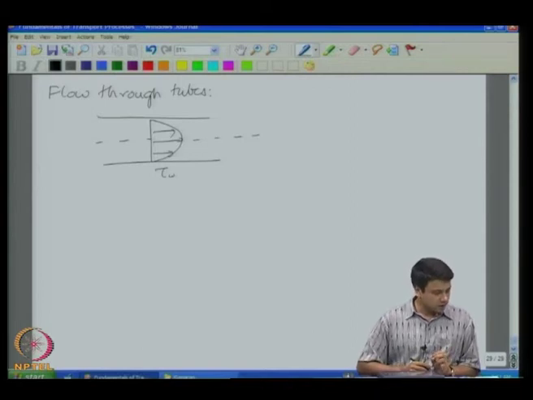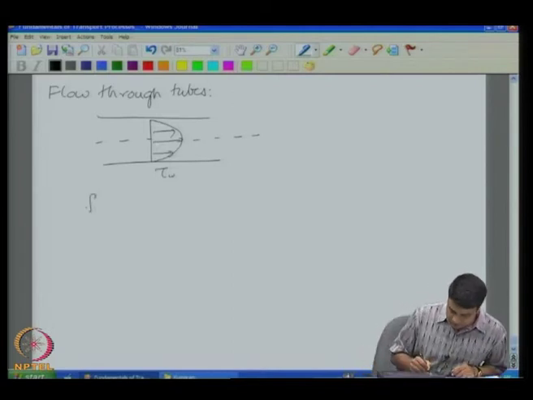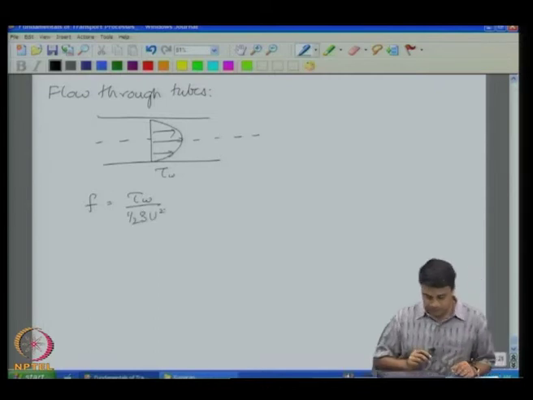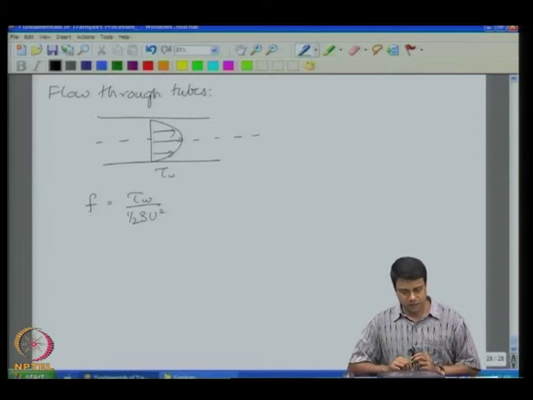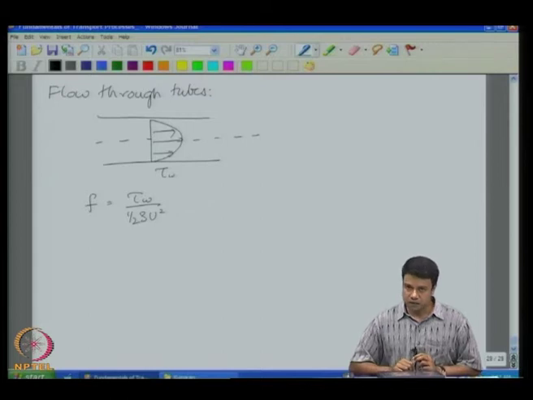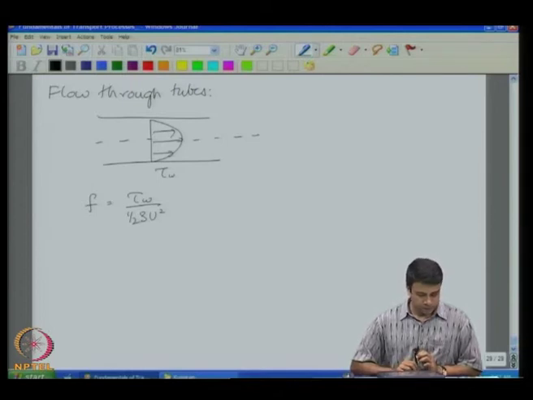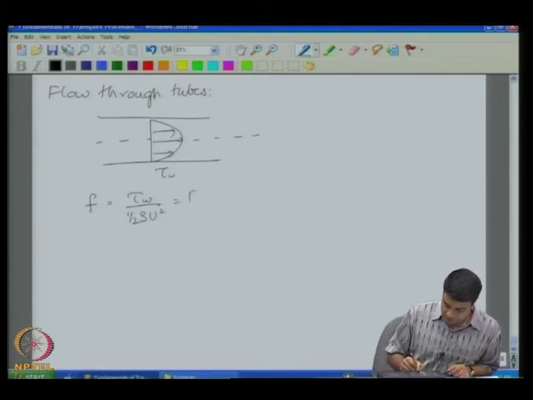And the non-dimensional flux is defined as the friction factor, which is equal to tau w by half rho u square. Tau w is the viscous stress, the force per unit area acting on the wall of the tube. Half rho u square is the kinetic energy density, the energy per unit volume, and both have the same dimensions. So, this f is called the friction factor.